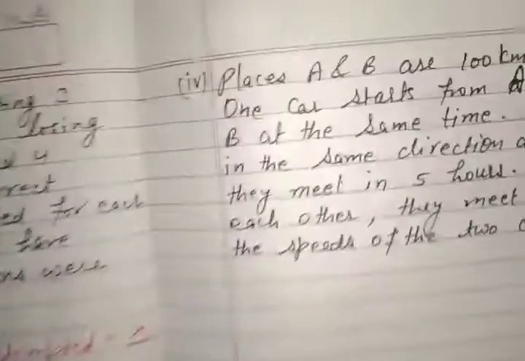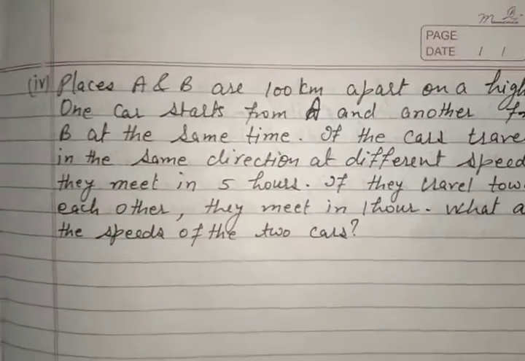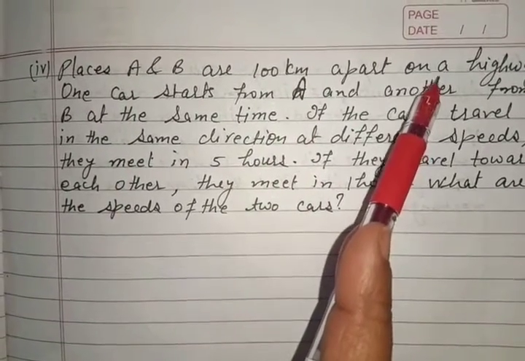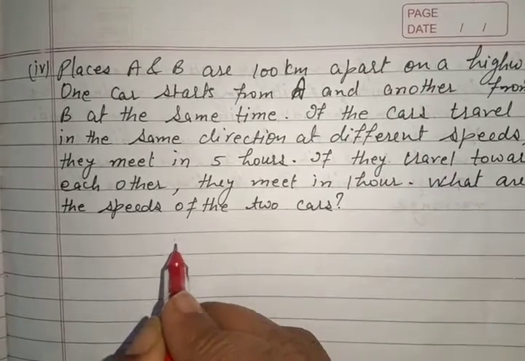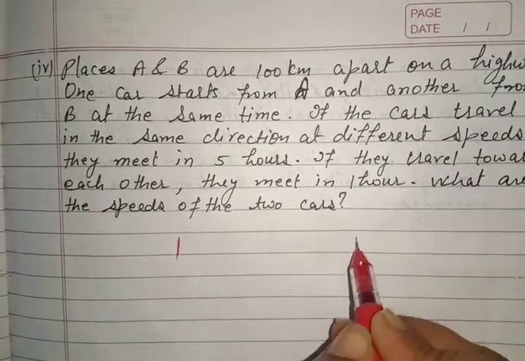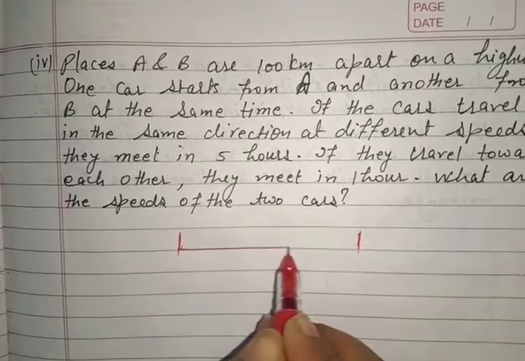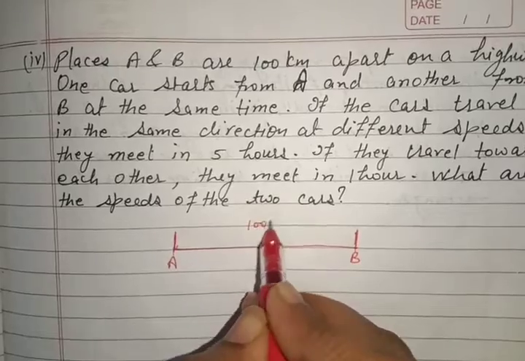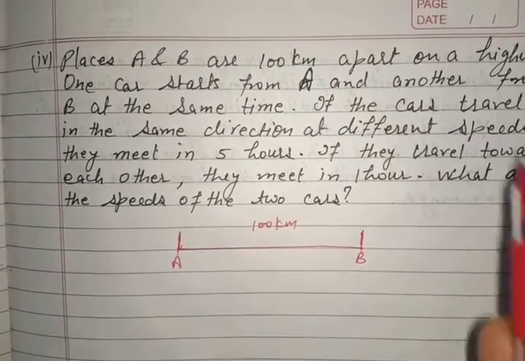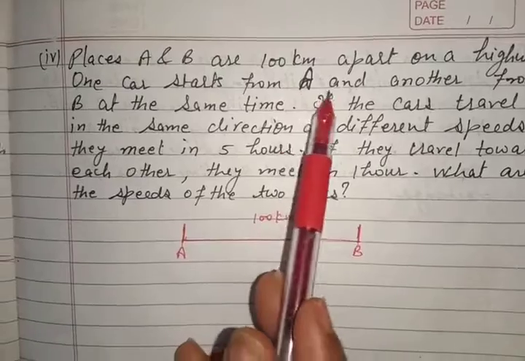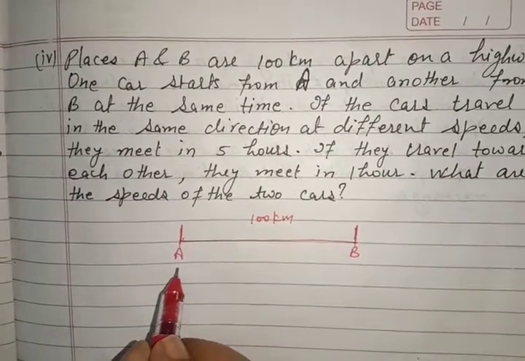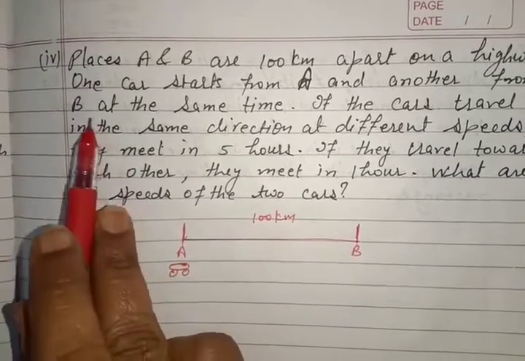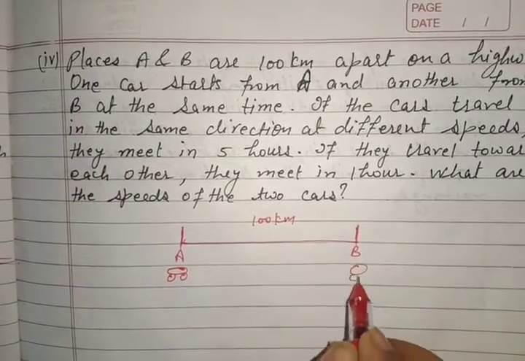Fourth part now, it is a bit difficult and very important from examination point of view. This question says places A and B are 100 km apart. So we need to draw figure of this. There are 2 places A and B, and the distance between them is 100 km. One car starts from A and another from B. Okay, we can say one car starts from A and one car starts from B.